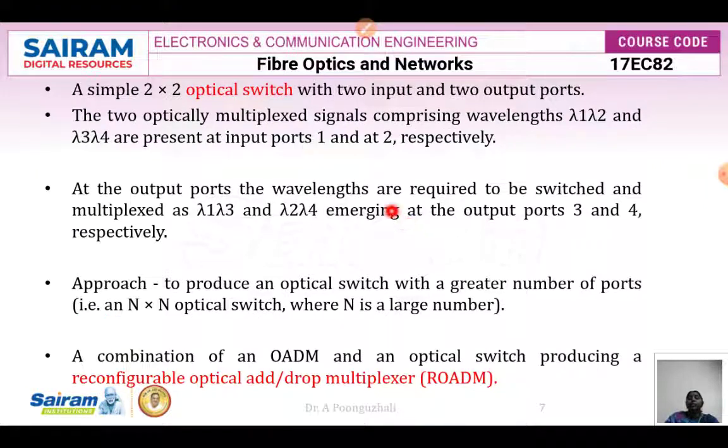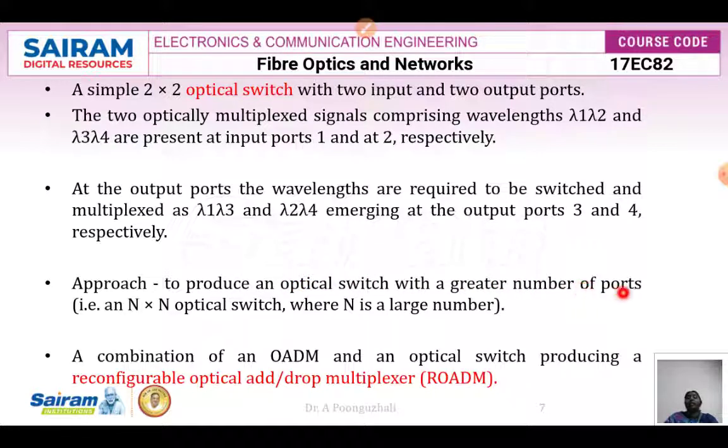Next is a simple 2 cross 2 optical switch. A simple 2 cross 2 optical switch consists of 2 input ports and 2 output ports. The 2 optically multiplexed signals, comprising the wavelengths lambda 1 and lambda 2, and lambda 3 and lambda 4, are present at input ports 1 and 2 respectively. At the output ports, the wavelengths are required to be switched and multiplexed. So when it is switched and multiplexed, at port 3 we have lambda 1 and lambda 3, and at port 4 we have lambda 2 and lambda 4 signals.